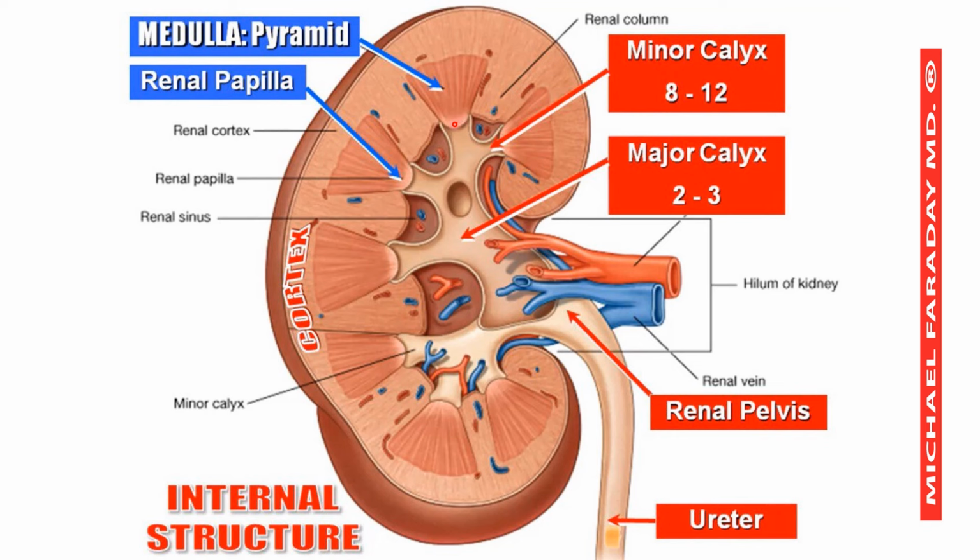This renal papilla empties into the minor calyx. This is a minor calyx, this is also a minor calyx. The minor calyces come together to form the major calyx. The major calyces also come together to form the renal pelvis. The renal pelvis continues as the ureter. This is the hilum of the kidney. We said that the most anterior part is the renal vein, followed by the renal artery.